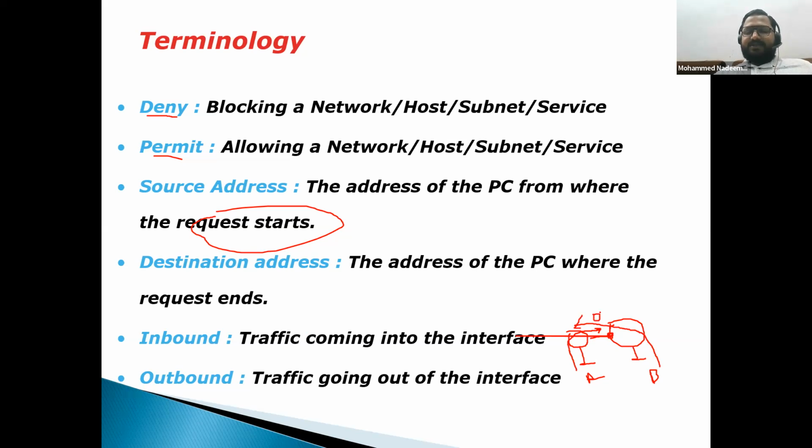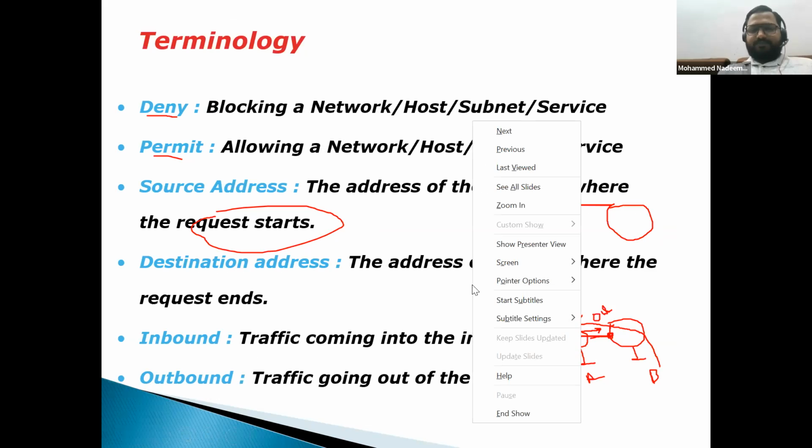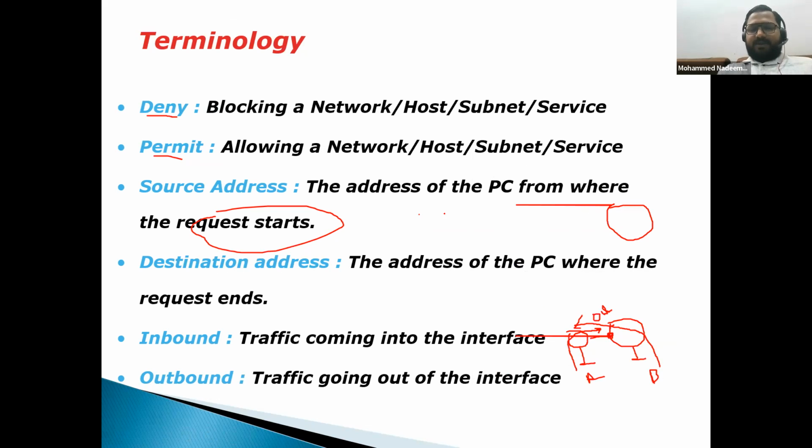Guys, please try to understand out and in. So see, every interface, let's say this is the router. Every router interface has in and out traffic. In means something is coming into the interface, something is going out of the interface, right? So this understanding is important while creating the ACL. That's why inbound and outbound: traffic coming into the interface is inbound traffic, and traffic going out of the interface is called outbound traffic. Okay, so is it clear?